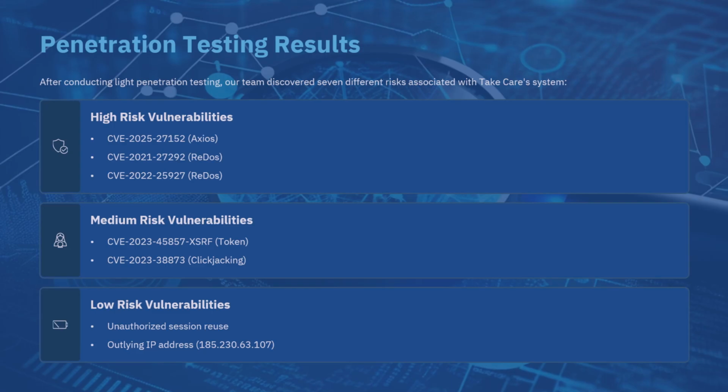In our low-risk category, we had unauthorized session reuse, indicating gaps in token invalidation logic. And lastly, an outlier IP, not inherently malicious, but unusual enough to warrant monitoring. The reason the Axios and regular expression denial of service vulnerabilities top the list is not just because of CVSS scores. They have a low barrier to exploitation and high operational impact. Medium risks remain important because they can be weaponized in chain attacks.